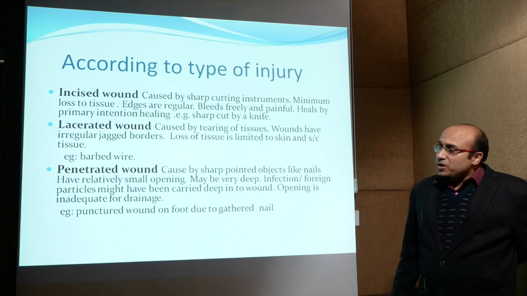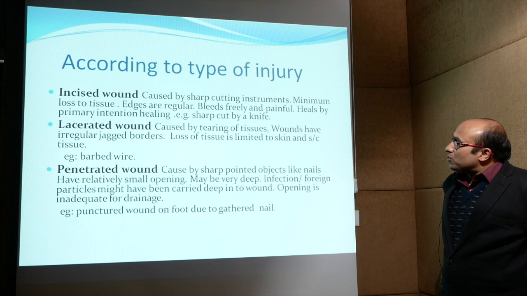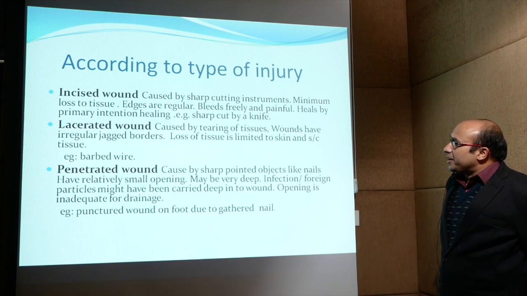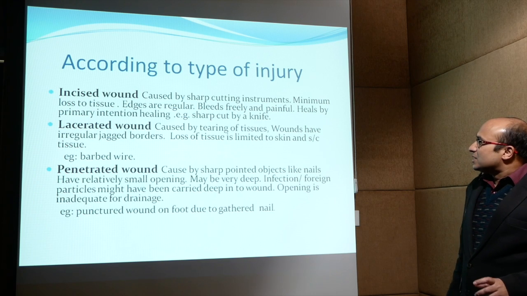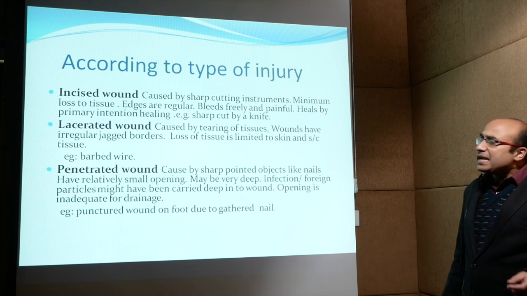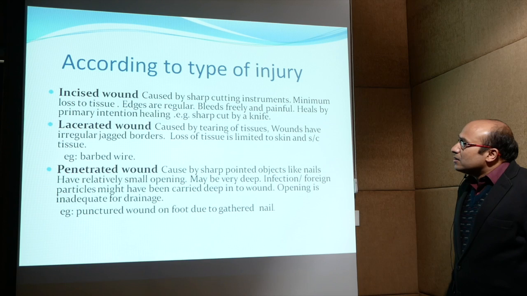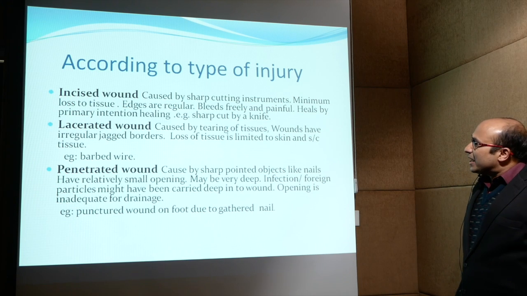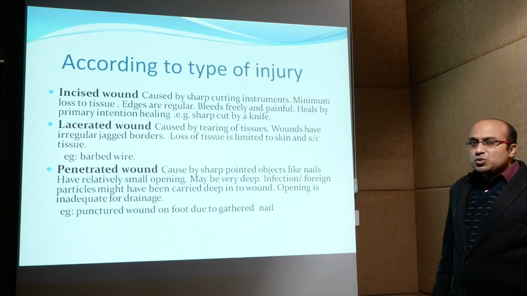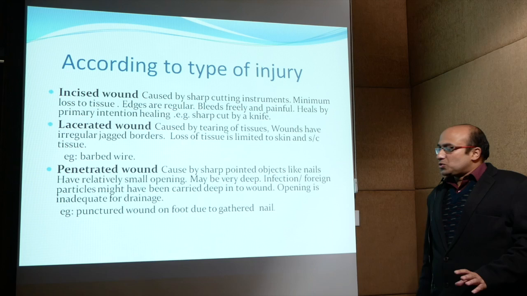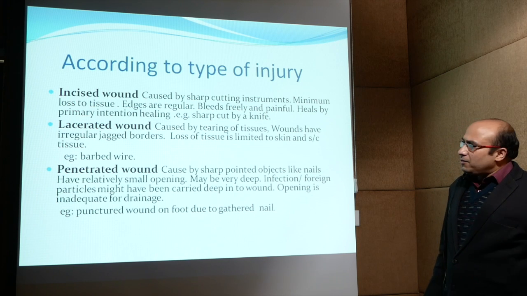According to the type of injury, wounds can be classified into incised wound, which is caused by a sharp cutting instrument with minimal loss of tissue. Edges are regular, bleeding is present, it's painful, and it can heal by primary intention. For example, a sharp cut by a knife. A lacerated wound is caused by tearing of the tissues, where wounds have irregular jagged borders. Loss of tissue is limited to the skin and the subcutaneous tissue. For example, a barbed wire.